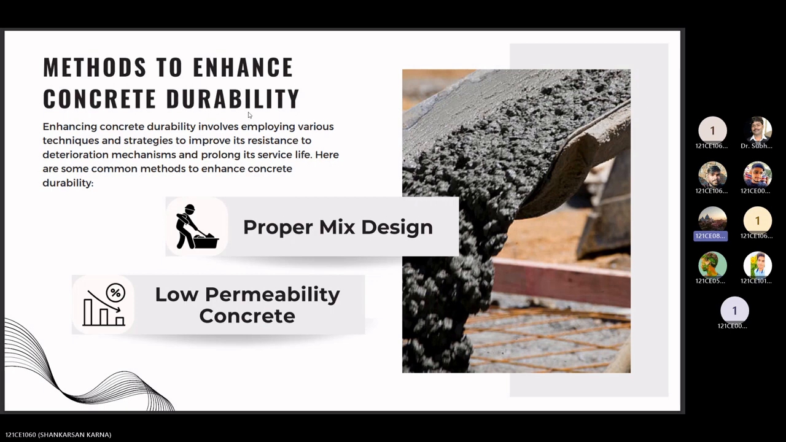Proper mix design. We should optimize the concrete mix proportions to achieve desired strength, workability, and durability properties. We should also consider factors such as water cement ratio, aggregate grade, supplementary cementitious materials, and chemical admixtures to enhance the durability. Next one is low permeability concrete.